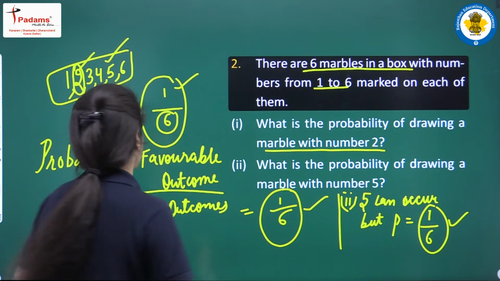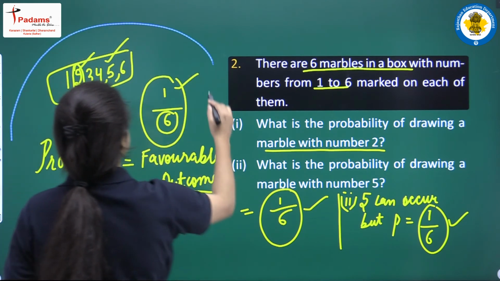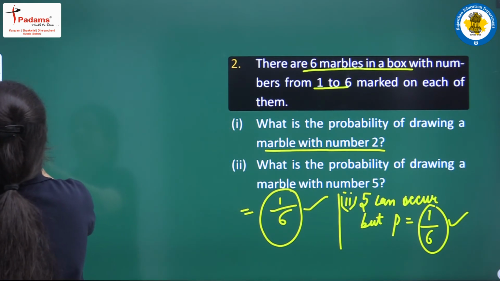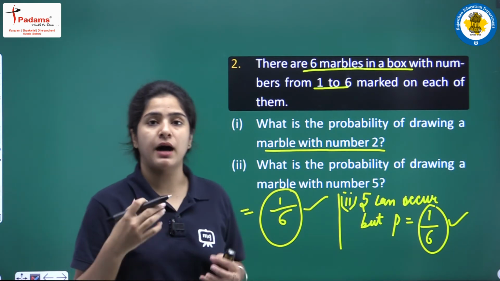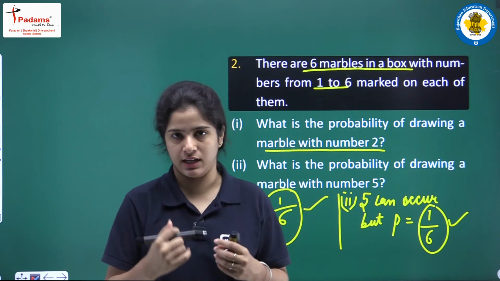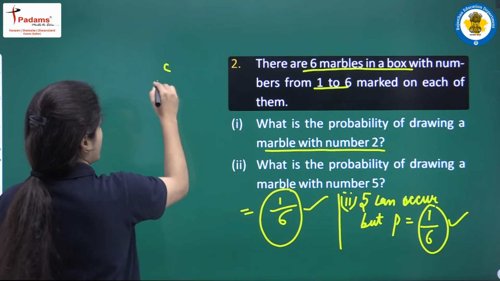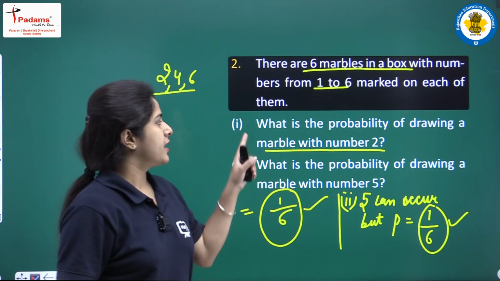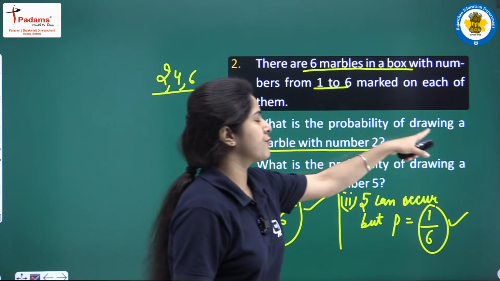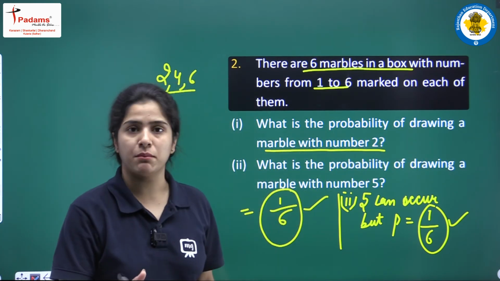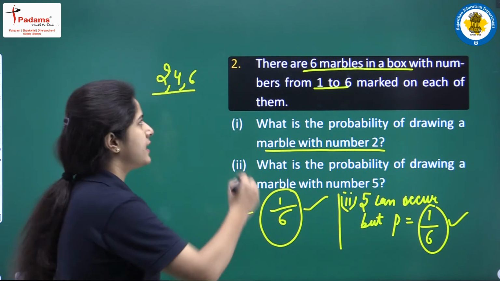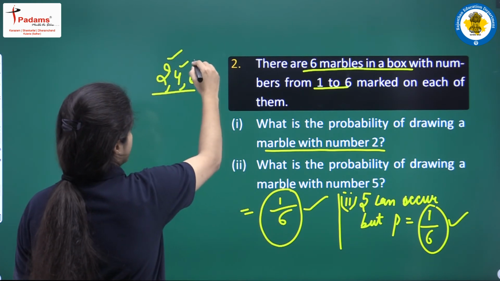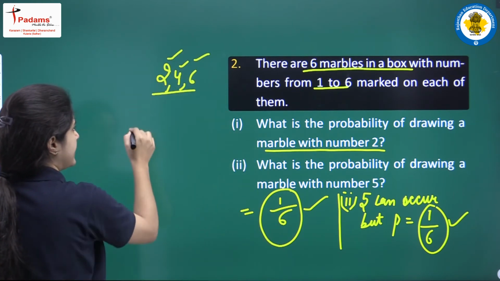For example students, in such a part it is asked from us what is the probability of a marble that will be having even number. Okay, then it is 2, 4 and 6. If it is written, what is the probability of drawing a marble with even number on its top, then the marbles with even number are 2, 4 and 6.